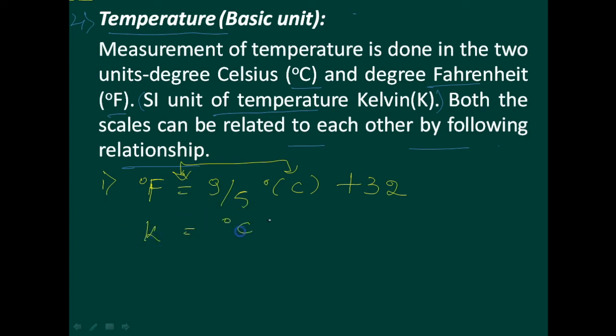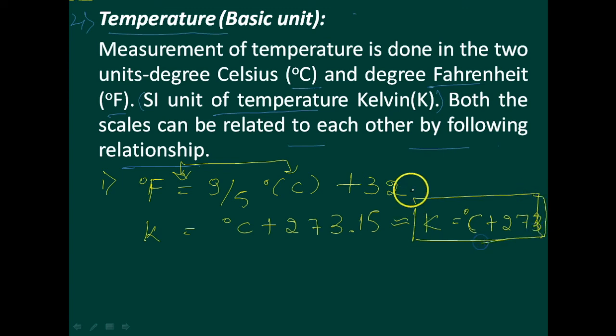Kelvin is degree Celsius plus 273.15. But normally we express it as K equals degree Celsius plus 273. So please note down the Kelvin, which is very important because you will use it in problems. If the temperature is given in degree Celsius, you should convert it into Kelvin. This is the formula for converting into Kelvin.